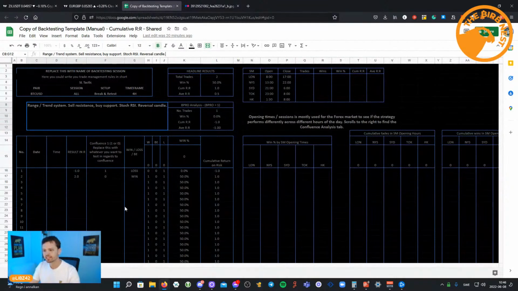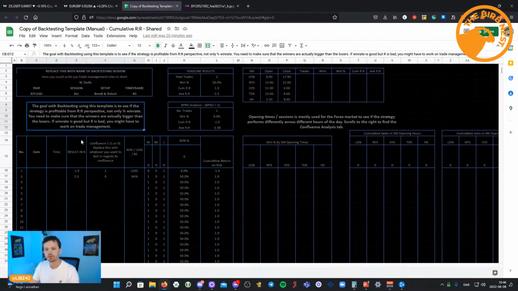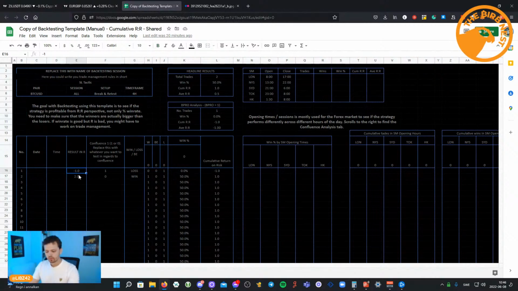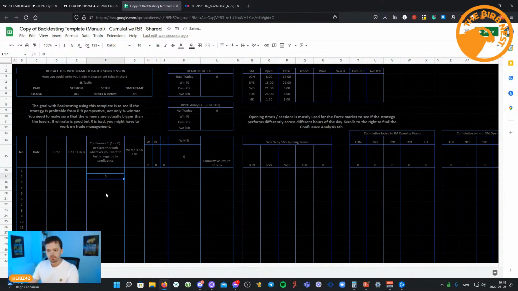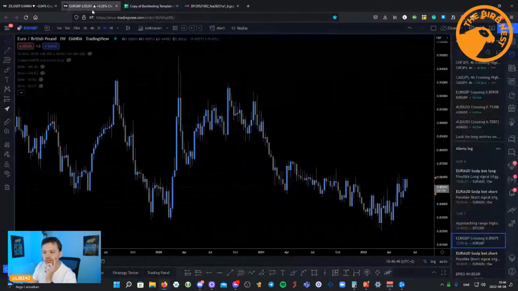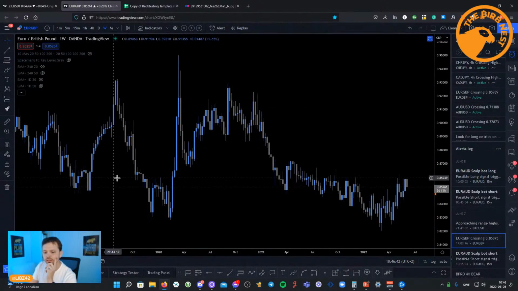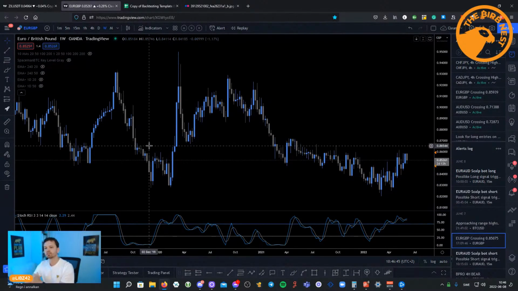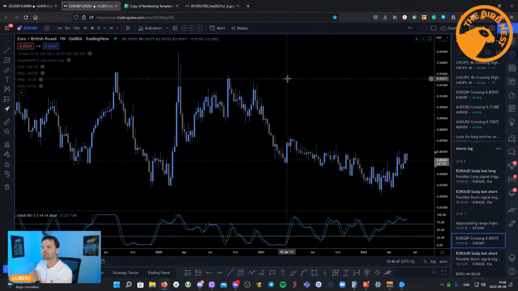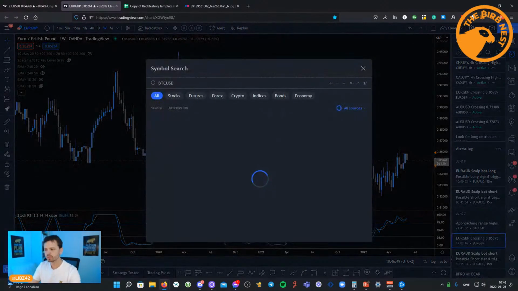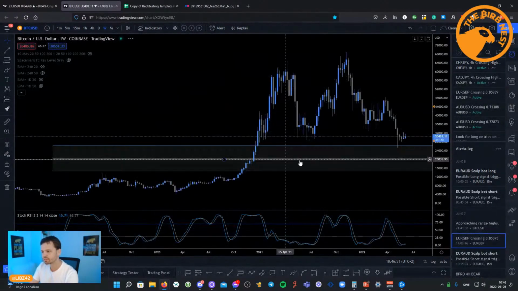So here's the backtesting template I am going to be using. And now I removed all that. Never mind. So we're just going to be using this simple backtesting template. We're not going to be using any confluence indicators here or anything like that. We're just going to be using the stochastic RSI. So it's going to be clean. Let's go to Bitcoin, BTC USD. Let's use Coinbase because it's empty.